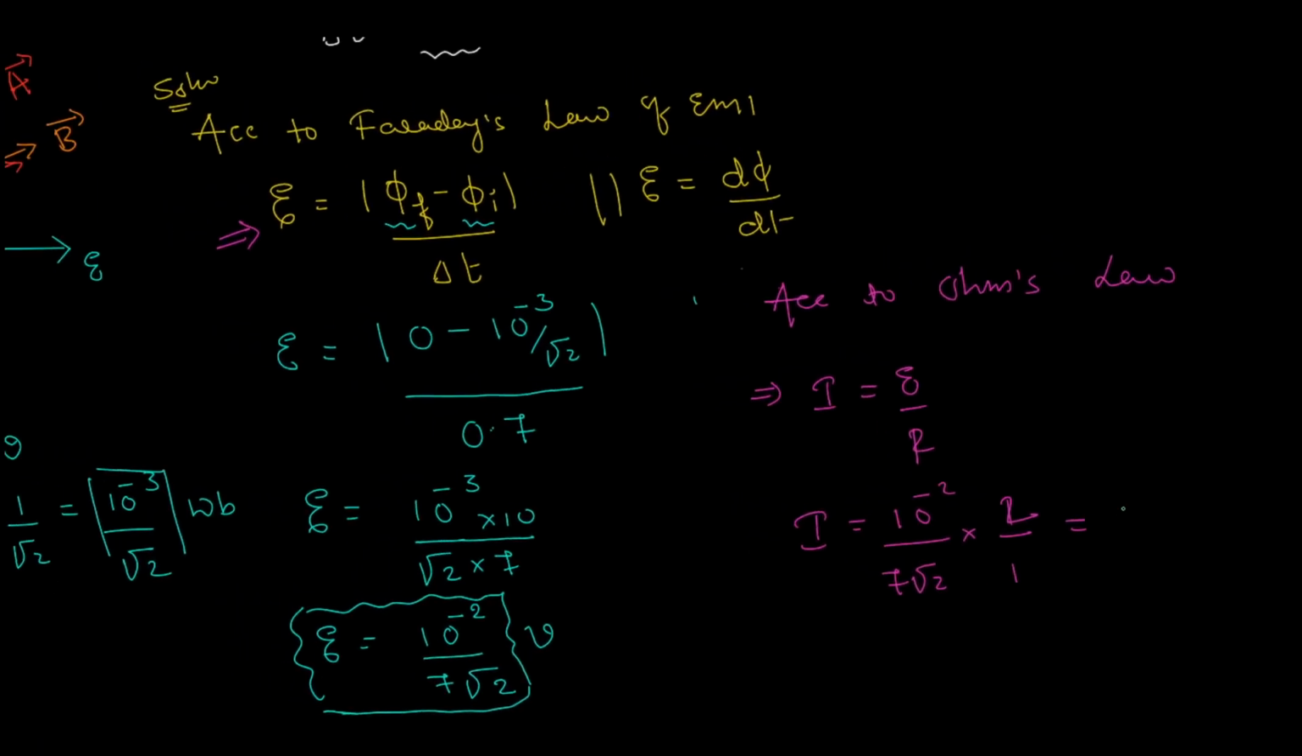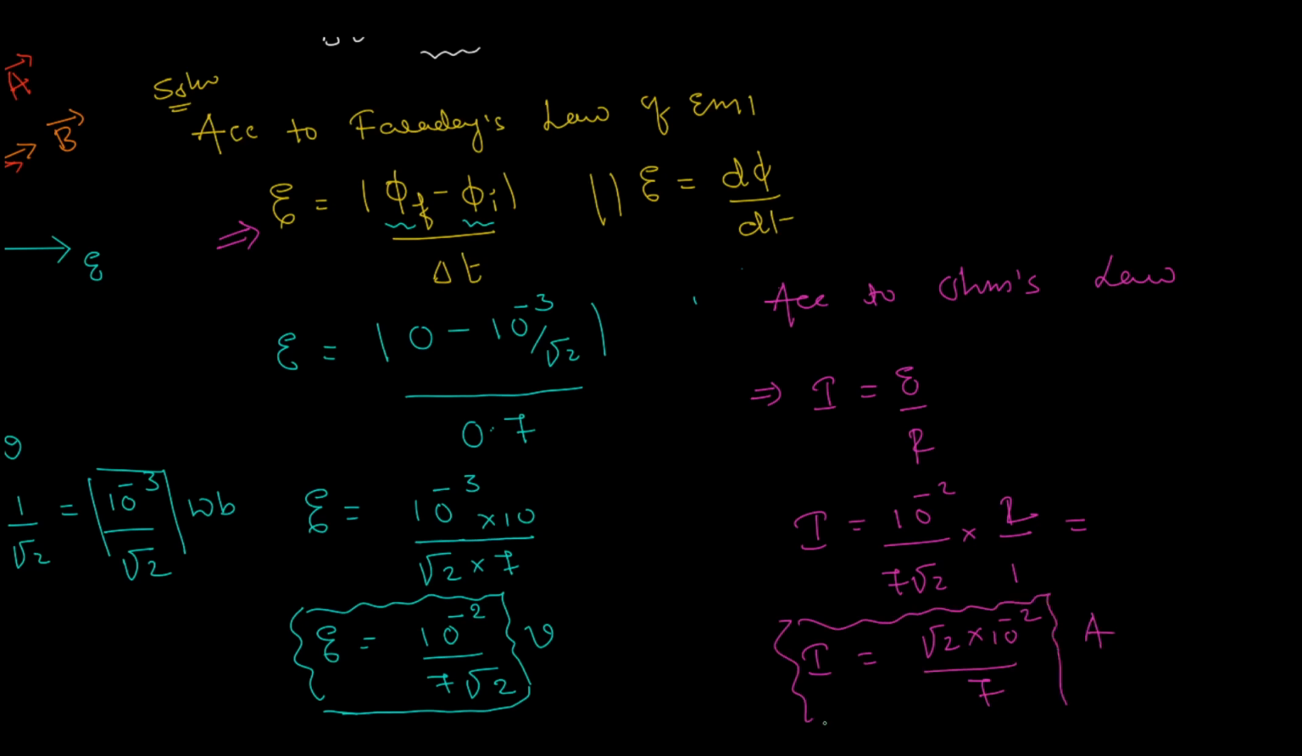I'll write it here, the answer. Current therefore is root 2 into 10 to the minus 2 divided by 7 amperes. So that's your current. Pretty simple, straightforward question.